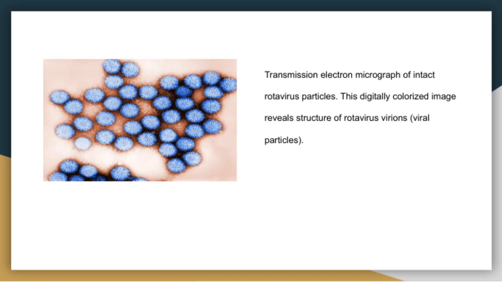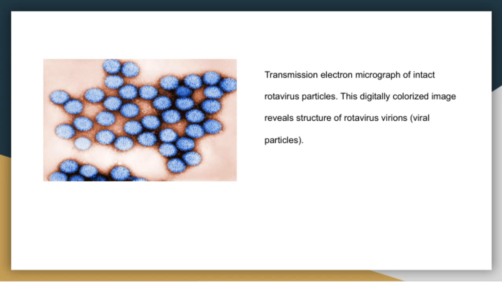Let's take a closer look at this transmission electron micrograph of intact rotavirus particles. As you can see, this digitally colorized image helps us visualize the actual structure of these viral particles. The detailed imagery allows us to observe the virions, which are essentially the infectious units of the virus.